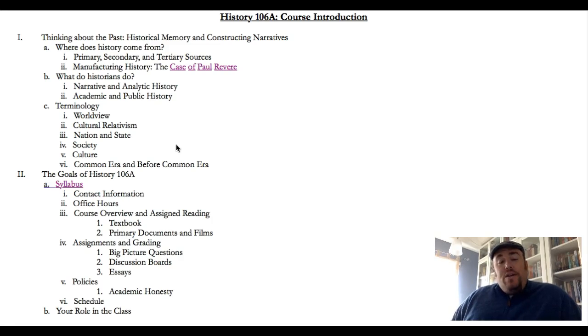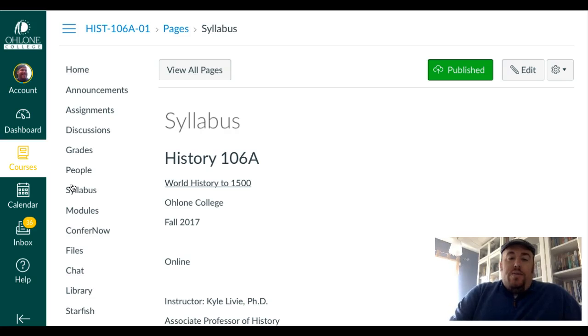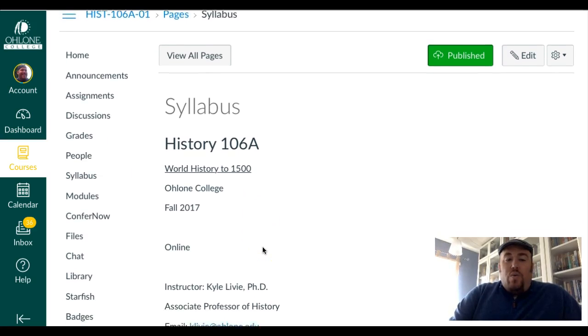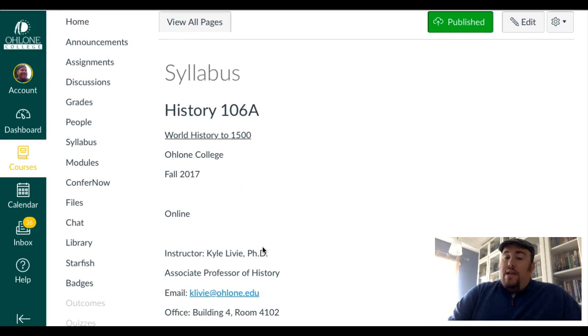So now what I want to do very quickly and briefly is to go over the syllabus. The syllabus is your guide for the course. It's the set of rules that we live by in this course, and it's found right as one of the main pages of the course. And you can go there right now. I'm going to show you what the syllabus looks like, just briefly, and we're going to walk through it together. So this is the syllabus page in the course.